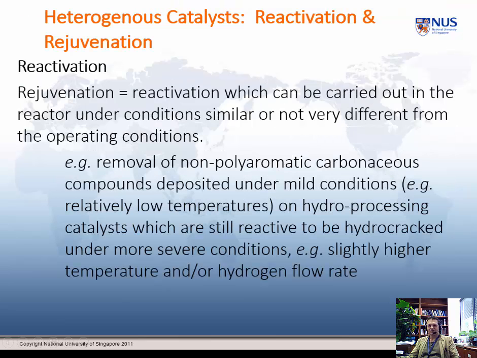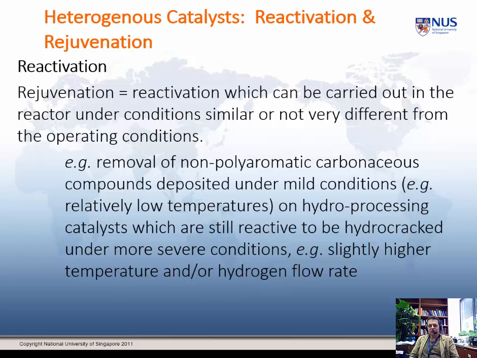So, what can we do about this? Well, there's two or three things, and our first major part of this lecture is going to be actually zeolites, and so we're sort of slowly drifting toward them. The first thing we can do is reactivation.